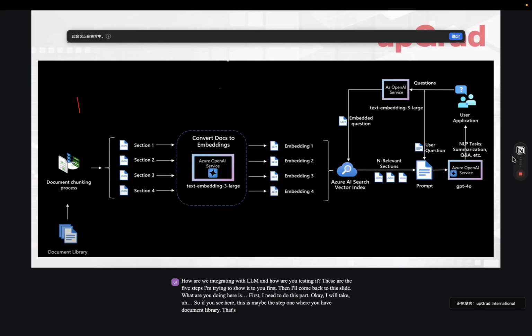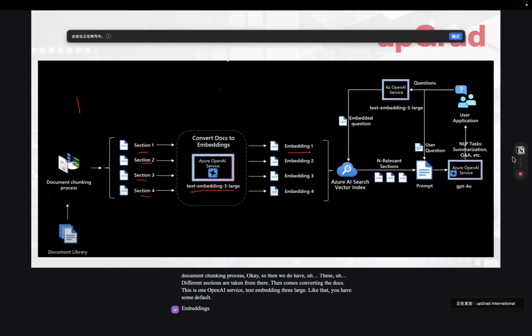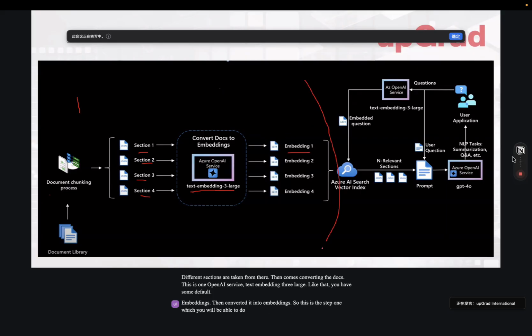That's where your knowledge base is, and then having this document chunking process. Then we have these different sections taken from there. Then comes converting the docs. This is one OpenAI service, text-embedding-3-large. Like that, you have some default embeddings. Then you convert it into embeddings. This is step 1, which you will be able to do before your actual RAG implementation.